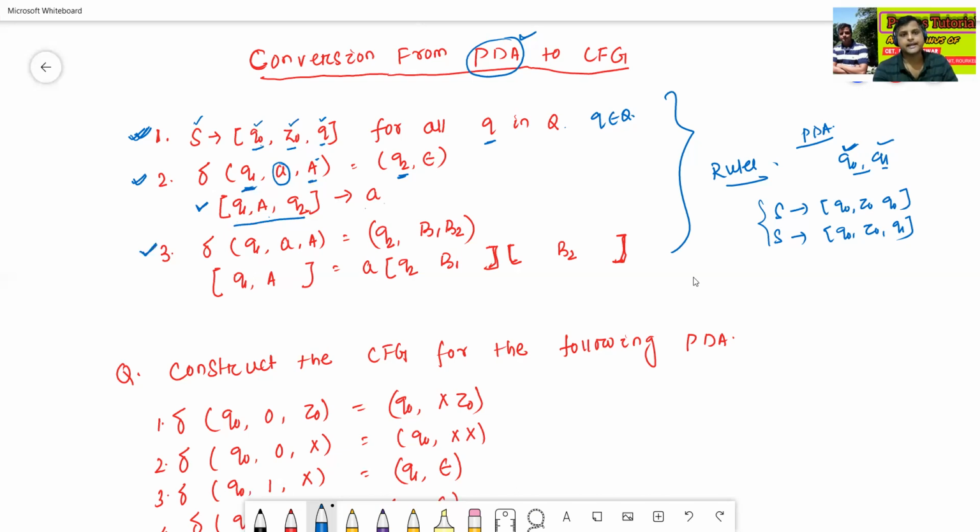What is the third rule? Delta of (Q1, a, A): similarly, Q1 is the state, a is the terminal symbol read from the string, and capital A is the top of the stack. If delta(Q1, a, A) equals (Q2, B1 B2), then the production of the context-free grammar looks like [Q1, A, blank] to a, then [Q2, B1, blank], and then B2 here.